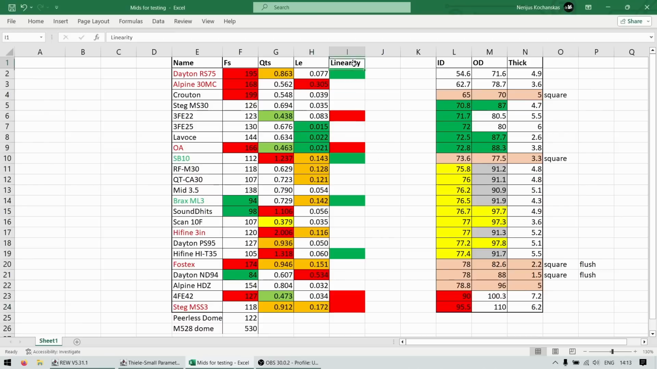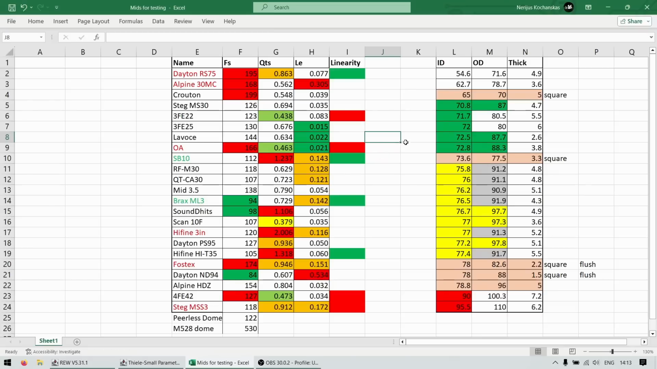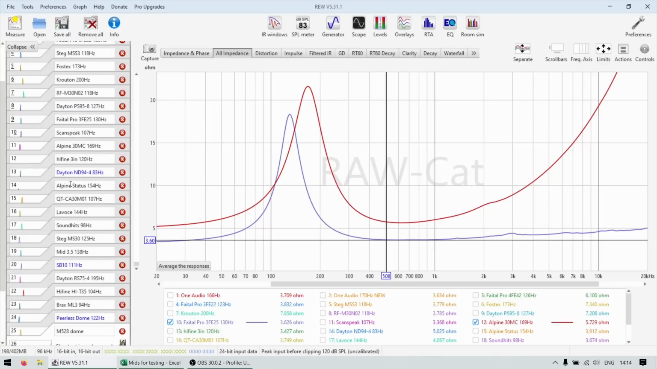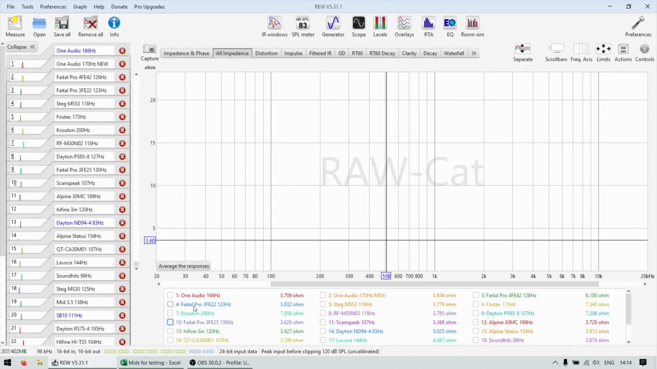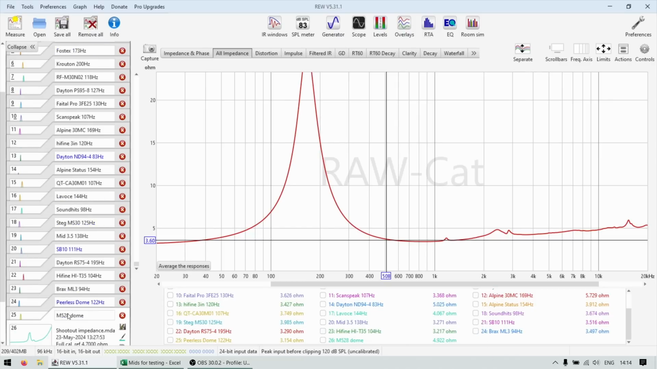Now, the final point is linearity. So this that I gave, red and green, is subjective. It's totally subjective. I had a look at the impedance graph and I said, okay, this to me looks bad, so I put a red, and that to me looks good, so I put a green. So these are the drivers that do stand out: Fatal Pro 3FE22, One Audio, another Fatal Pro, and Stag MSS3. Let me show you why. So these drivers are in a row, from the worst looking one to the best looking one, excluding these two domes.